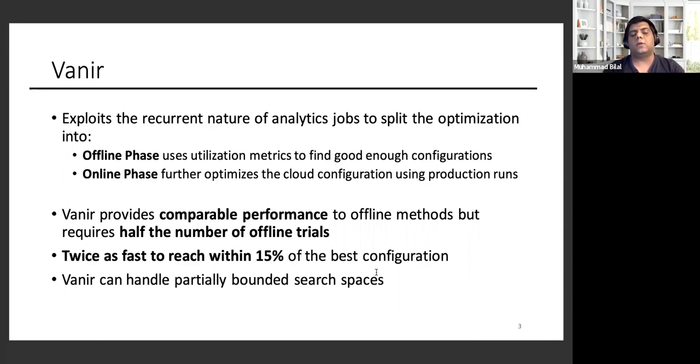And One-Year is also twice as fast to reach within 15% of the best configuration that is eventually found within our optimization budget. And it can also handle partially bounded search spaces. When you're trying to use an optimization method to figure out the best cloud configurations, you have to specify the number of instances and the type of instances, the range within which the optimization algorithm can work. With partially bounded search space, we essentially remove the need to specify the maximum limit on the number of instances. So One-Year will still handle that search space, even if you don't specify the maximum number of instances.